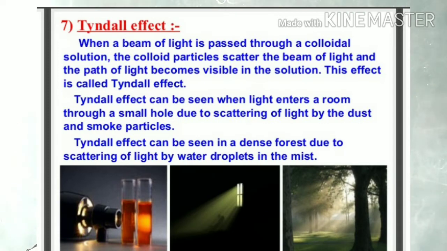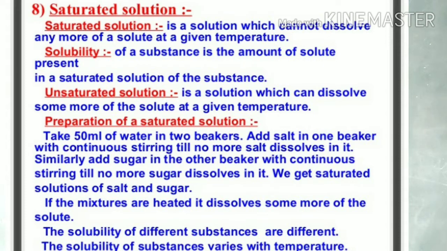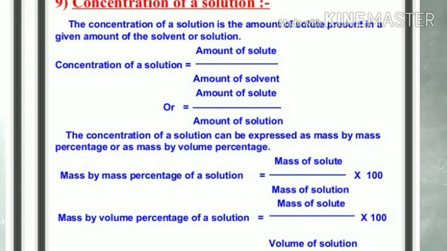Now we'll see what is meant by saturated solution. Saturated solution is a solution which cannot dissolve any more of a solute at a given temperature. So here we have to understand about solubility. So what is meant by solubility? Solubility of a substance is the amount of solute present in a saturated solution of a substance. Then what is the meaning of unsaturated solution? Unsaturated solution is a solution which can dissolve some more of the solute at a given temperature.